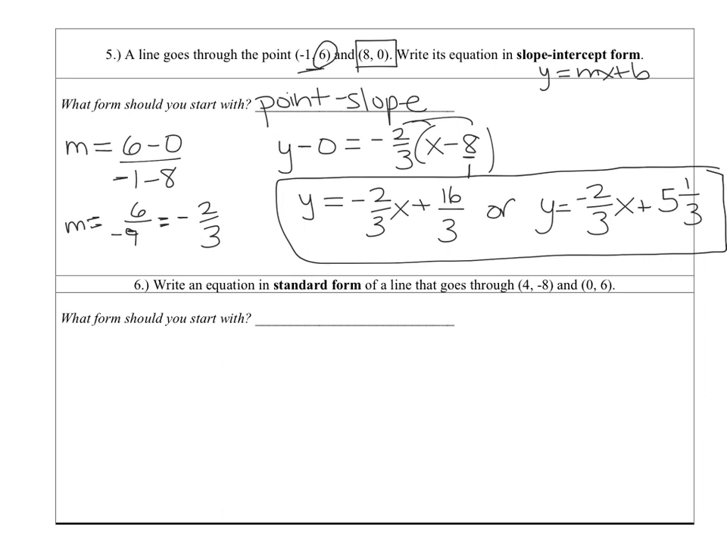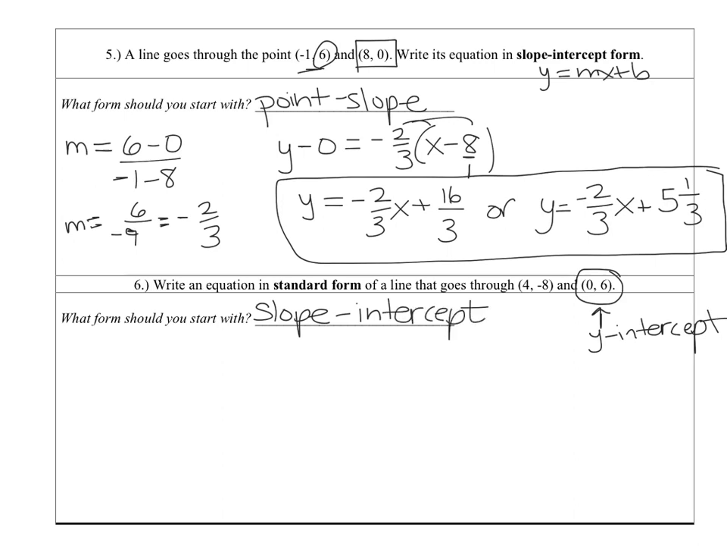So let's go ahead and take a look at number 6. It says, write an equation in standard form of a line that goes through 4, -8, and 0, 6. And this says, what form should you start with? So you're never going to start in standard form. You're usually going to start in point-slope form. But this one, I don't know if you noticed, you have the ordered pair 0, -6. That is your y-intercept. So the cool thing about this is that you can start in slope-intercept form because you can calculate your slope and you've been given the y-intercept.